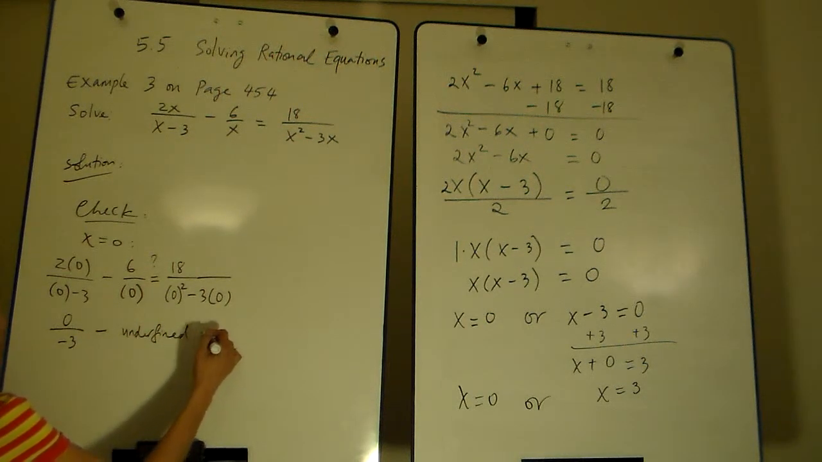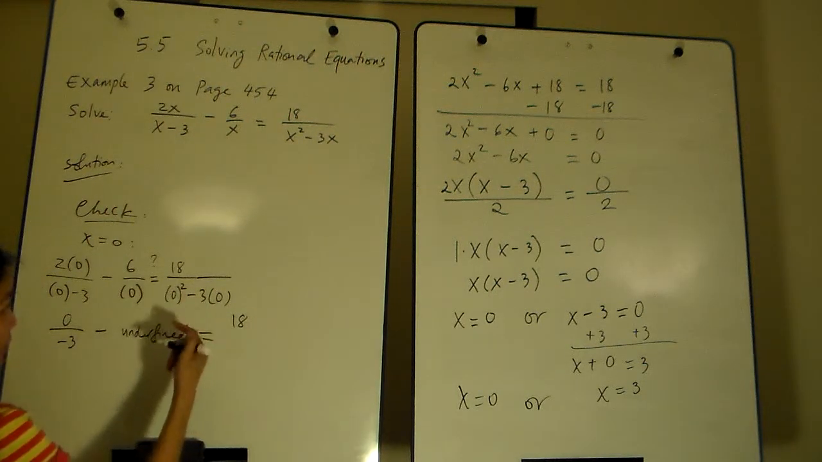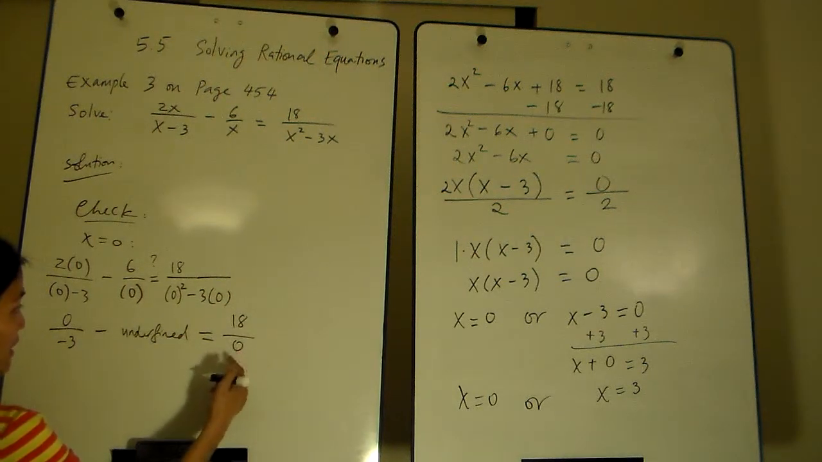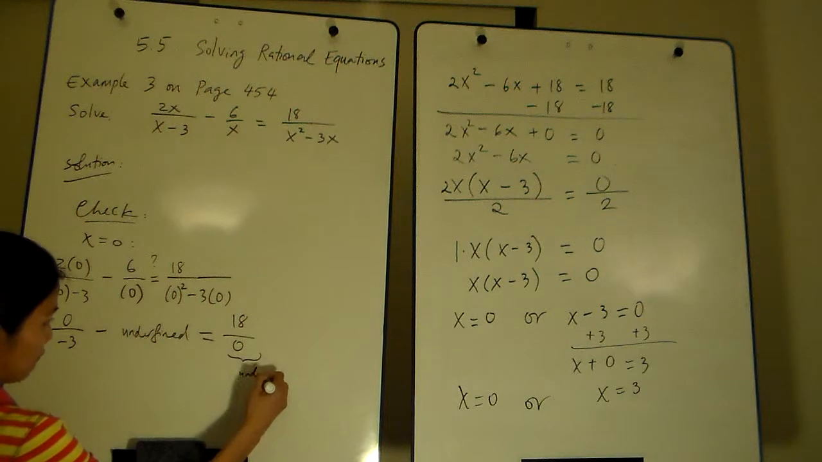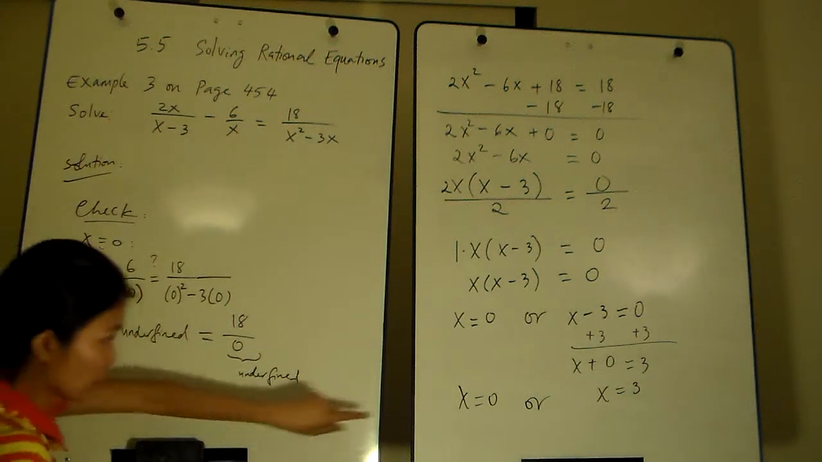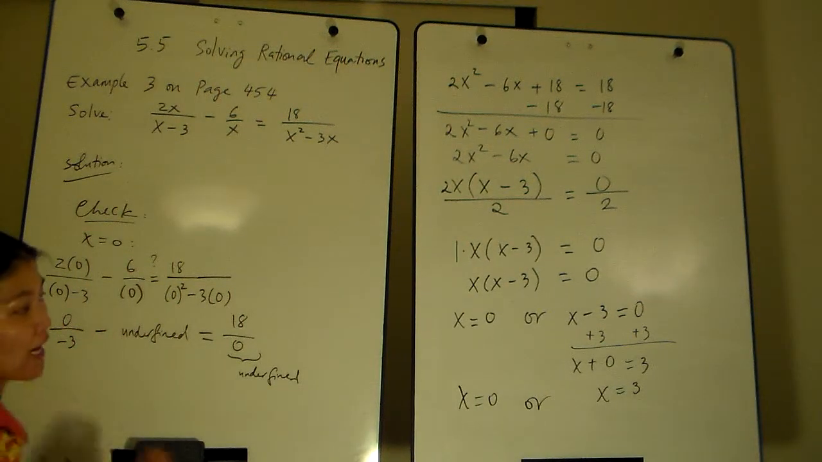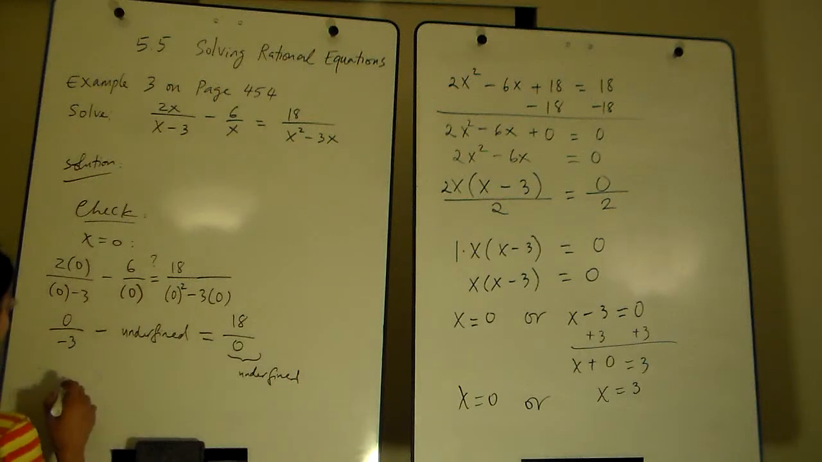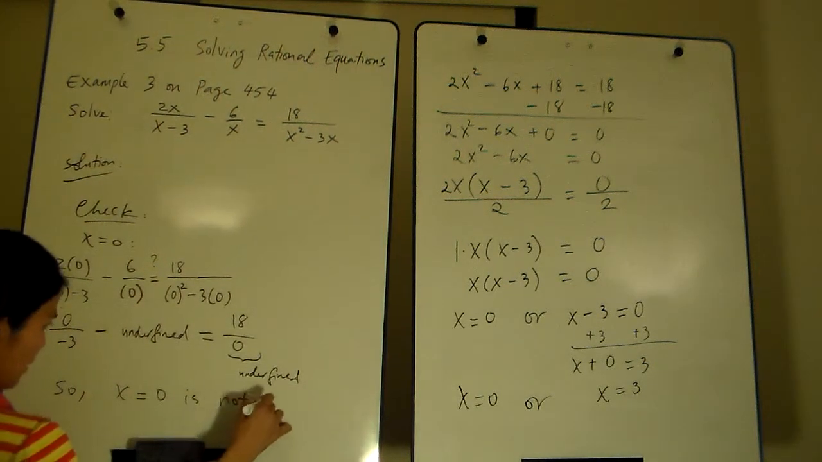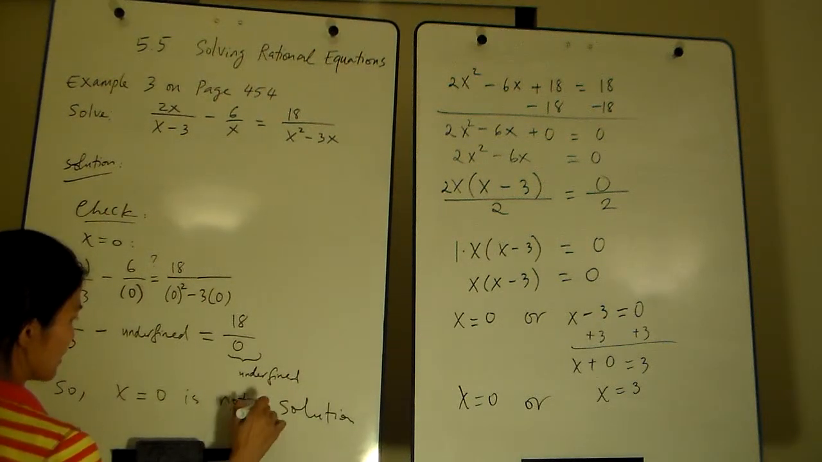And then if you proceed, you will see 18 divided by 0 squared is 0. 3 times 0 is 0, so 0 minus 0 is 0. And this is undefined as well. That means this solution, x equals 0, that you found, is not a solution to this equation. So x equals 0 is not a solution.